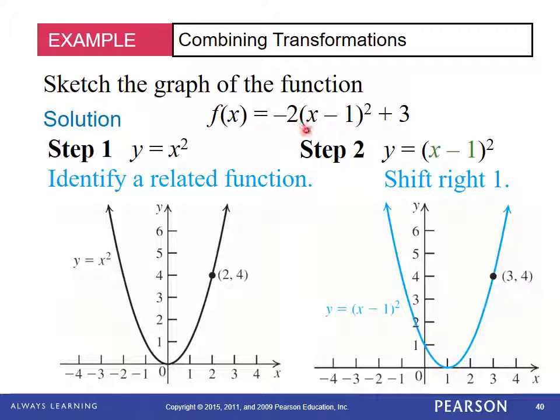First thing we're going to focus on is this little middle section right here, x minus 1. We're going to say, hey, this graph is actually going to shift over to the right 1 unit. There's my step 1. I've shifted over. My vertex is no longer at 0, 0. Now it's at 1, 0.